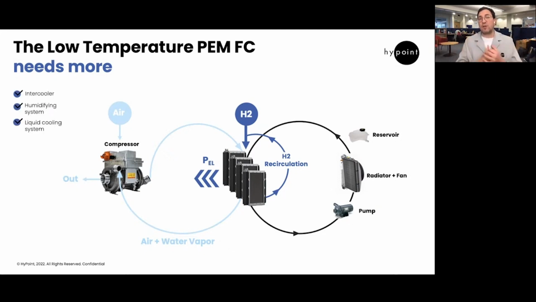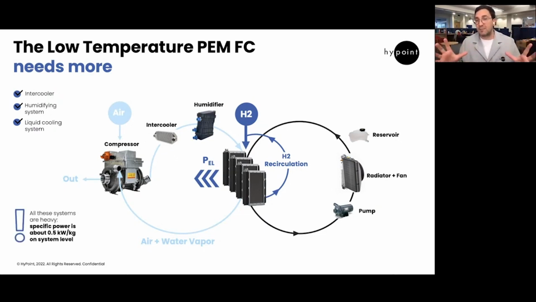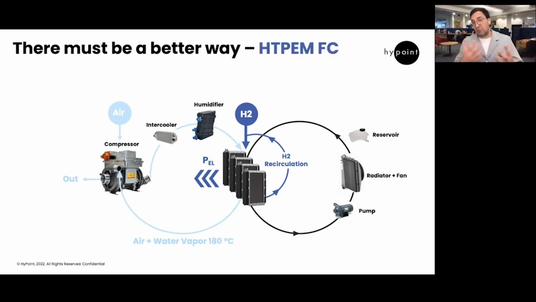But let's imagine if we are talking about executing flights in the sky, what do you have to add? You definitely have to have an additional intercooler and humidifier that will also provide additional parasitic mass. So that is why at system level, low temperature fuel cell cannot deliver enough power to lift off the ground any air vehicles. So how about our system?